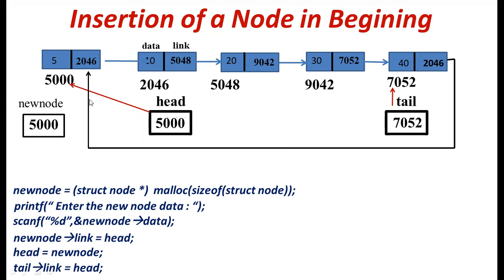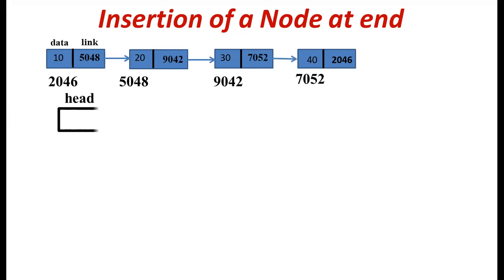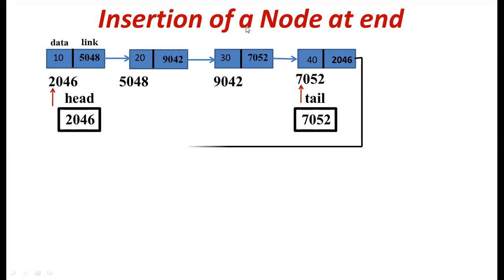Now let us see the second case, that is inserting a node at the end of the circular linked list. Again, let us go with the same example. Let us consider the linked list with 4 nodes, where the head node is pointing to the first node and the tail node is pointing to the last node. Now here we are inserting the new node at the end of the list.